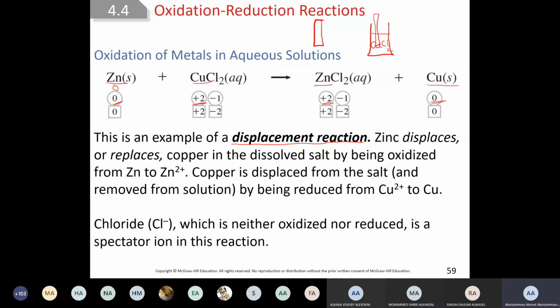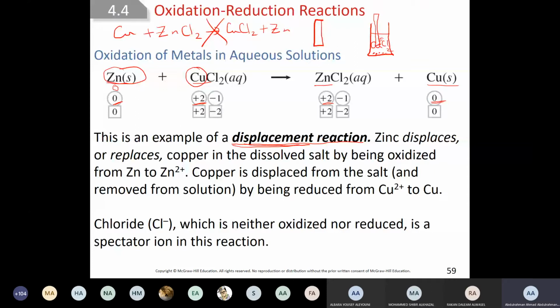You will find gradually the zinc is dissolving and the copper is coming out. Why? We call this displacement reaction. This means the zinc will displace the copper. Clear? But if you reverse it, if you put copper with zinc chloride, trying to make copper chloride plus zinc, you will find that this will never occur. The reverse reaction will not occur.